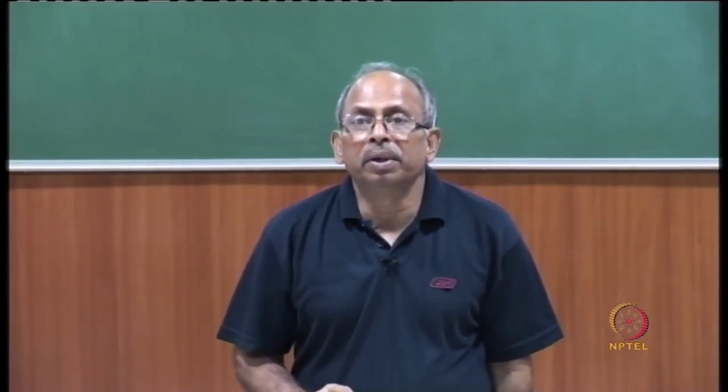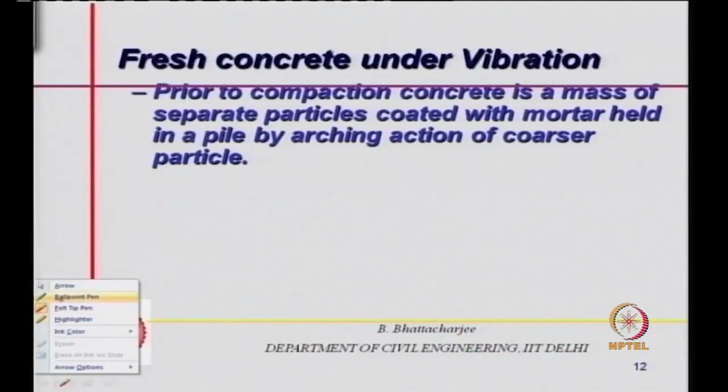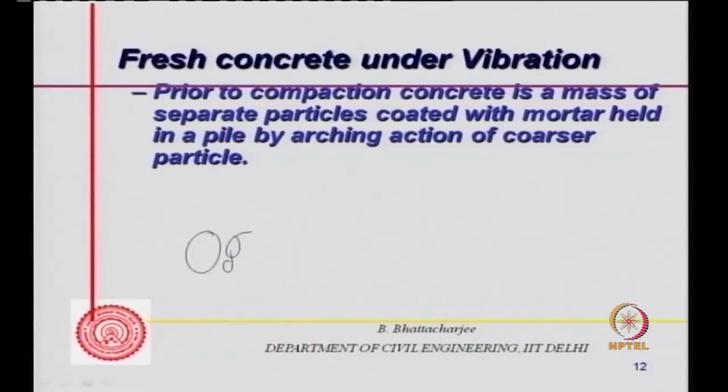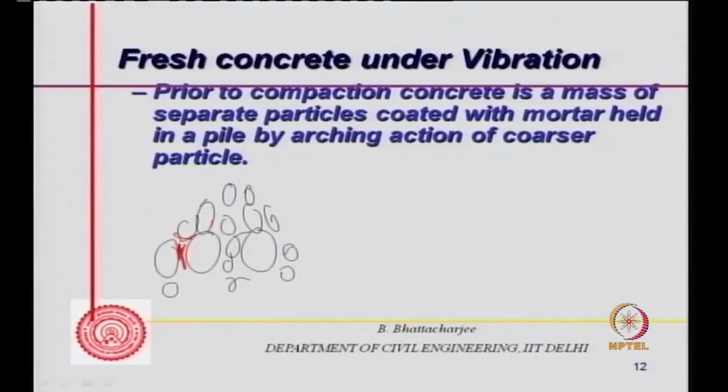How does fresh concrete behave under vibration? Let us see. As we said, prior to compaction, concrete is a mass of separate particles coated with mortar, held in a pile by an arching action of coarser particles. If you can remember, it will be something like particles of different sizes and shapes heaped up together, and you have mortar in between. It's like a pile of material with mortar in between. The red is the mortar, black is the aggregates. I have drawn spherical aggregates, they need not be so.